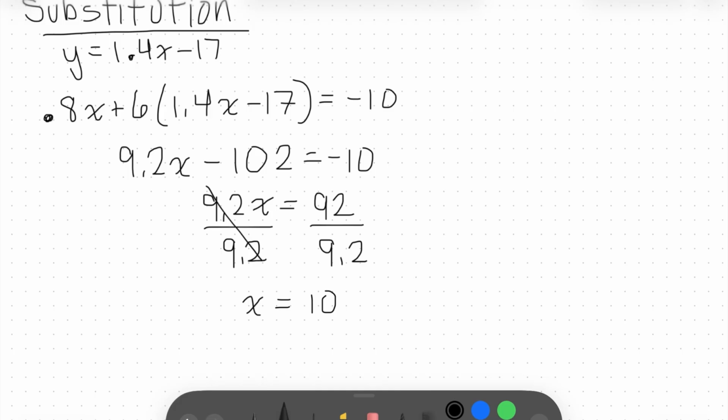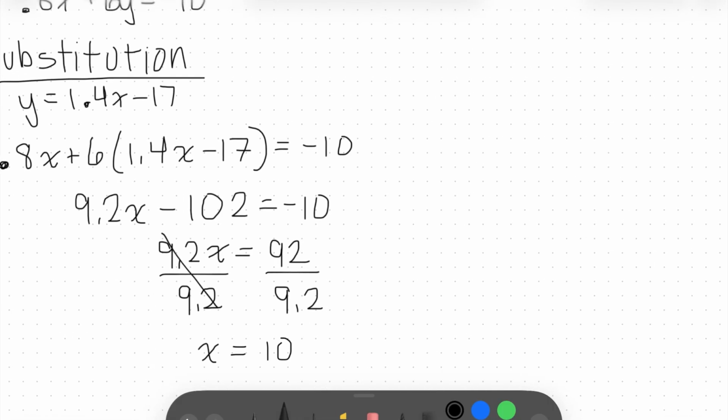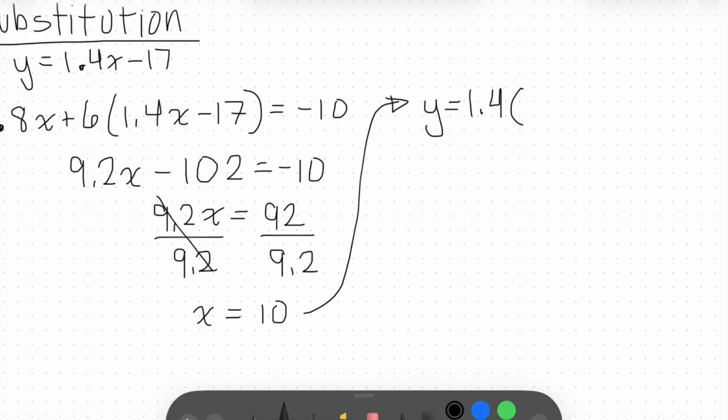And then on any of these systems problems, once I solve for one variable, I want to back substitute and solve for the other. So I would take the 10 here, and I go, therefore, y is equal to 1.4 times x, which is 10, minus 17. So that's 1.4 times 10. 1.4 times 10 is 14, minus 17 is negative 3. And that would be my solution.